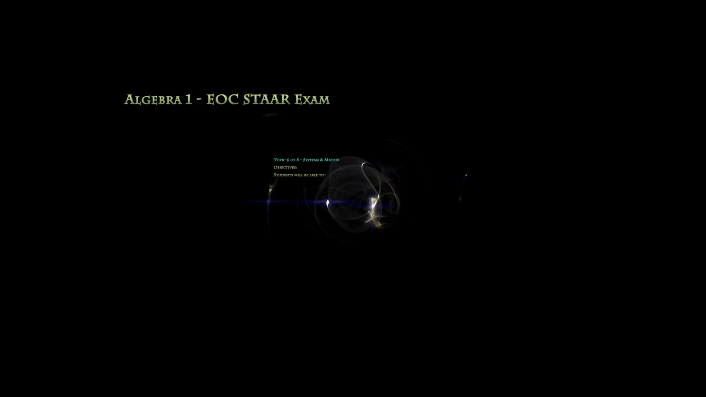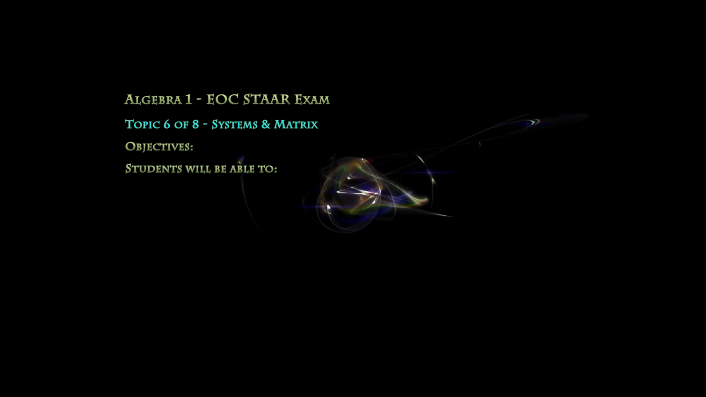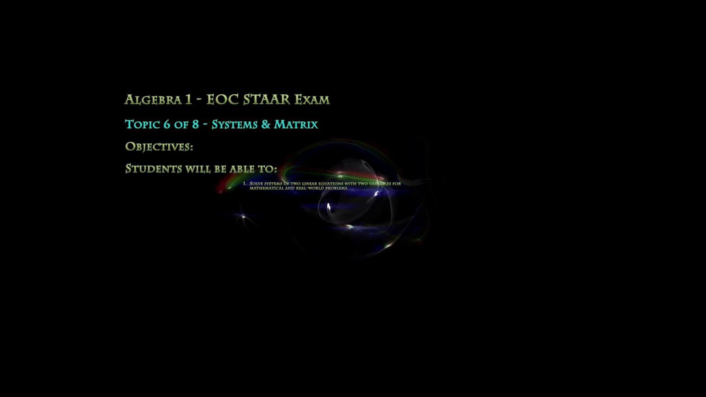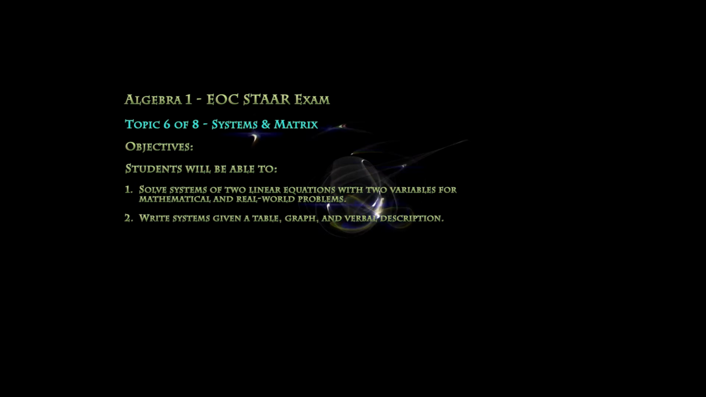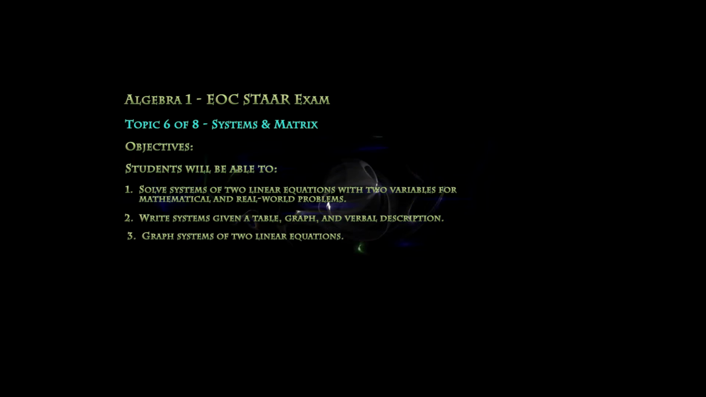Topic 6 of 8. Systems and Matrix. Objectives. Students will be able to: 1. Solve systems of 2 linear equations with 2 variables for mathematical and real-world problems. 2. Write systems given a table, graph, and verbal description. 3. Graph systems of 2 linear equations.